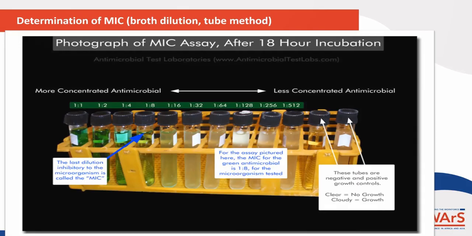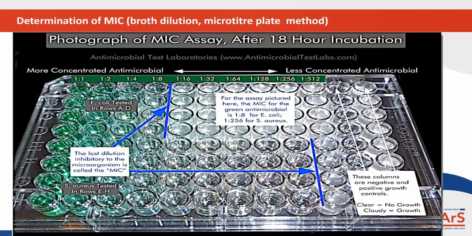In this picture, broth dilution tube method is shown. Tube 4 shows the minimum inhibitory concentration. This should be converted to micrograms per milliliter or milligrams per liter.